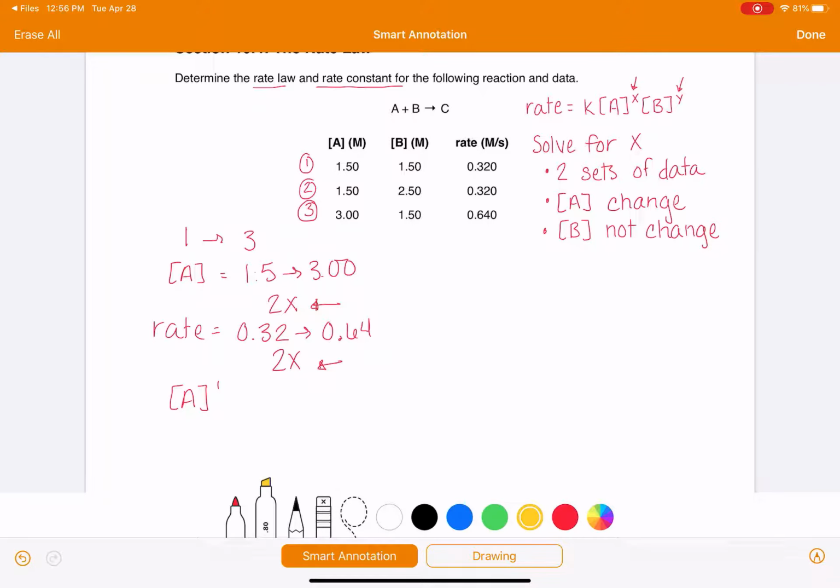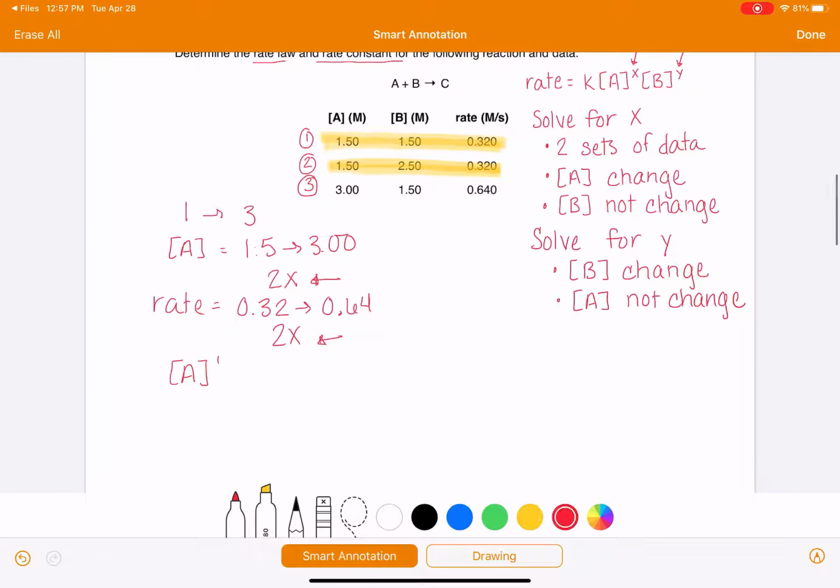Let's take a look at our next challenge. Now we are going to solve for y. To solve for y, again, we're looking for two sets of data. This time we want B to change because we want to see how changing B affects the rate, but we want A to not change. So we're looking for data where A does not change. We've got this right here. This one maybe is a little bit trickier. So what do we see? This is going to be data set 1 to data set 2. Those are the two we're comparing.